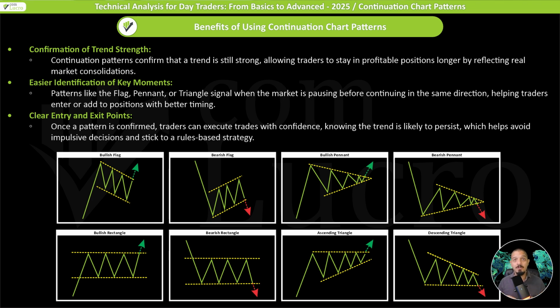Another benefit is that continuation patterns make it easier to identify key moments where the trend is likely to resume. Whether it's a flag, pennant, or triangle, these patterns show when the market is taking a temporary pause before continuing in the same direction. This is especially useful in day trading, where timing is critical. By recognizing continuation patterns early, traders can confidently enter or add to positions, improving their timing and maximizing gains.